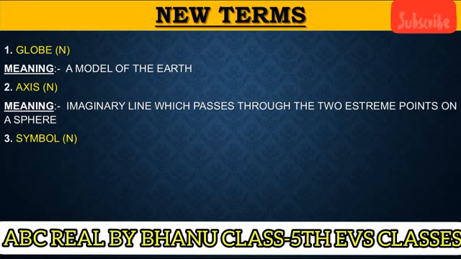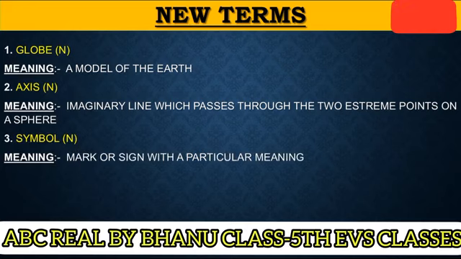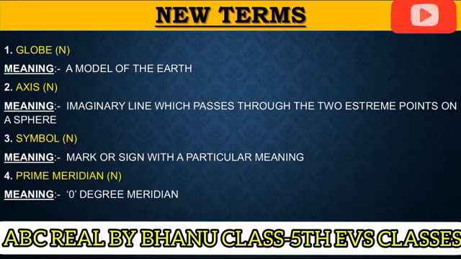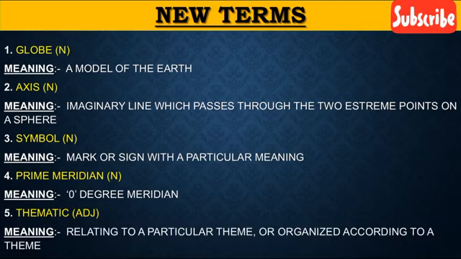Third, symbol. It is a noun which means mark or sign the particular meaning. Fourth, prime meridian. It is a noun which means 0-degree meridian, or you can say equator. Fifth, thematic. It is an adjective which means relating to a particular theme, or you can say organized according to a theme.